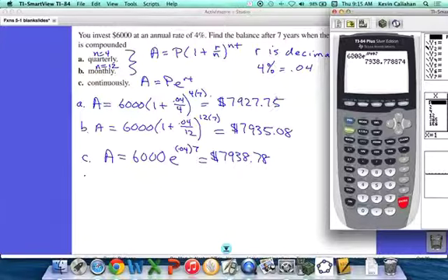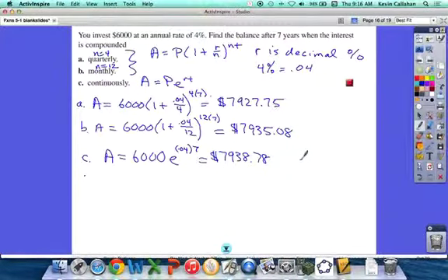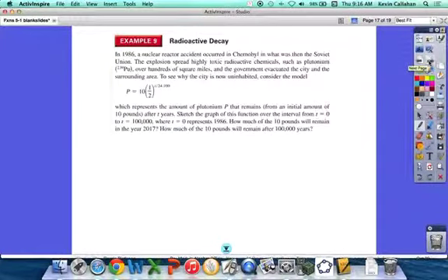So the limit: you could increase the compoundings more and more, but you never get more than $7,938. You put in $6,000 and it was in for 7 years, and you got back, a little bit, $1,038. No, $1,900, almost $2,000. Okay, so that's compound interest, right? It's an application of exponentials.